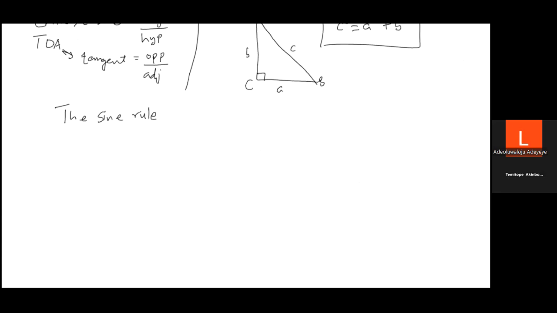So I'm going to give you a proof that sine A over a equals sine B over b. But let me give you the proof of that, how the rule came into existence. Now, this one can be used for a triangle that is not a right angle triangle.